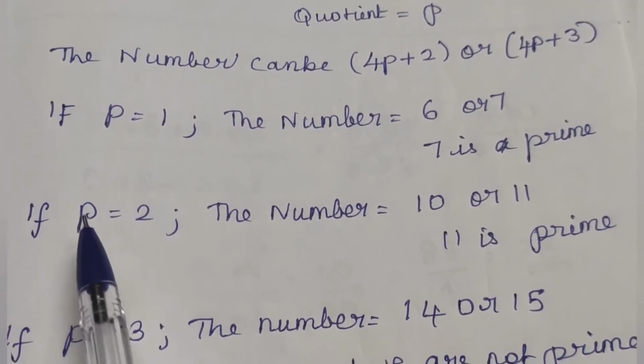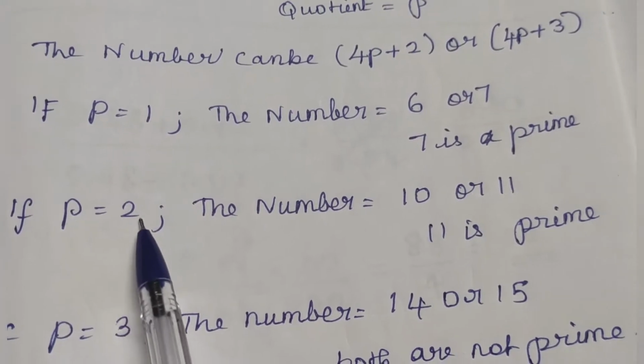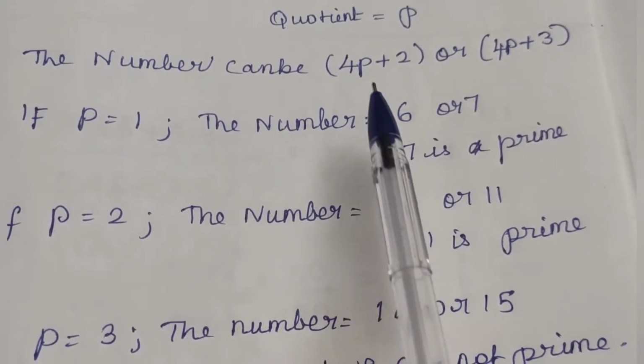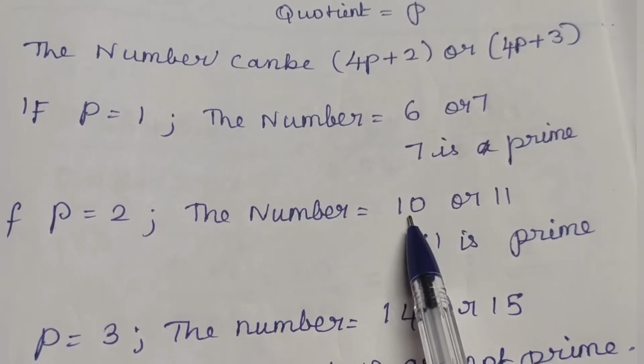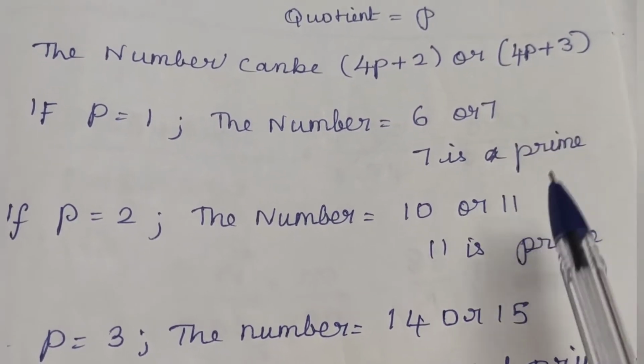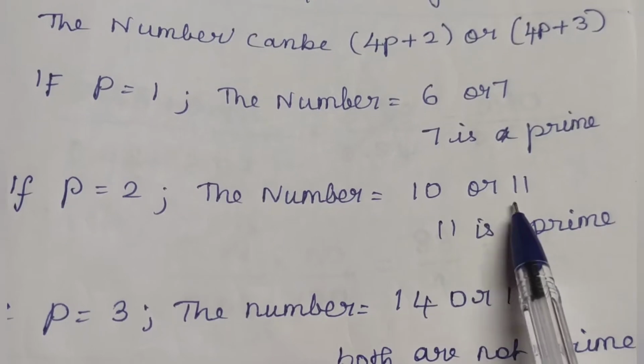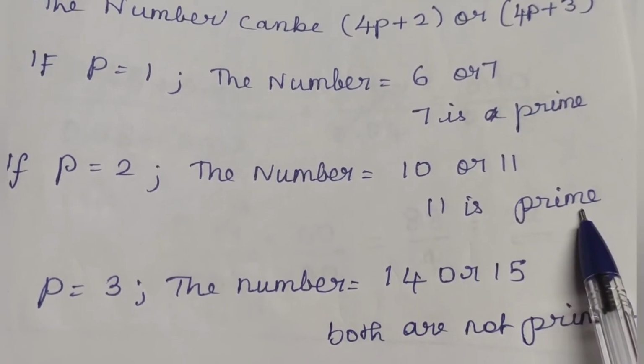Suppose the quotient p is 2. Then you substitute p as 2: 4 2s are 8, 8 plus 2 is 10, or 4 2s are 8, 8 plus 3 is 11. The number can be 10 or 11, where 11 is a prime number.